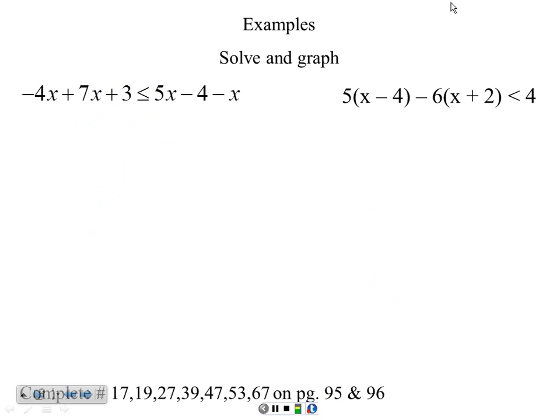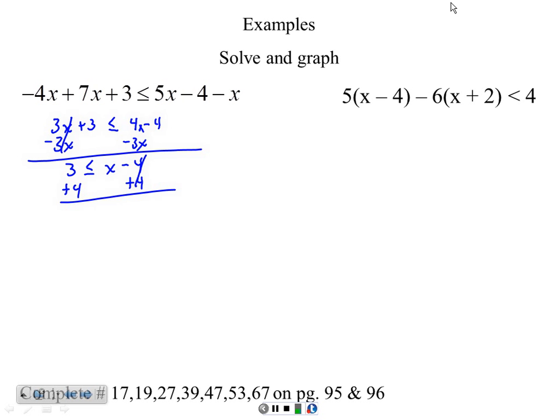Alright, let's try 2 more and see what happens. The one on the left, we're going to combine like terms, so we'll have 3x plus 3 less than or equal to 4x minus 4. So once you simplify, we need to start moving things around. So I'm going to take the 3x to the right. So we'll minus 3x from both sides. And then I'm going to add 4 to both sides.